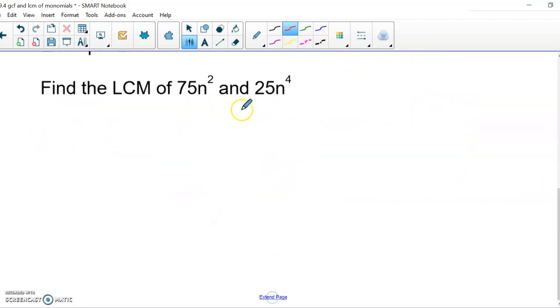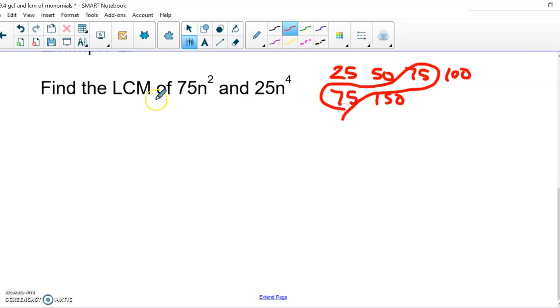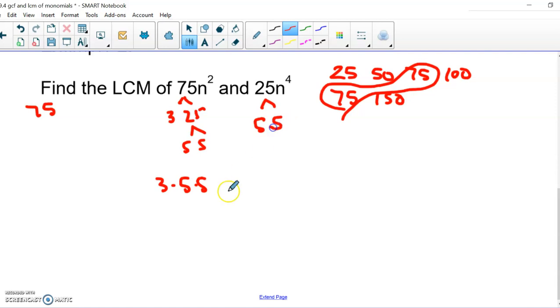And again, whatever your favorite is, you can start listing the multiples. We have 25 times 1, 25 times 2, 25 times 3, 25 times 4, and 75 times 1, 75 times 2, and you can see the least common multiple is 75. If you like the prime factorization, this is 3 times 25, which is 5 times 5. So this is 3 times 5 times 5. This one is 5 times 5.